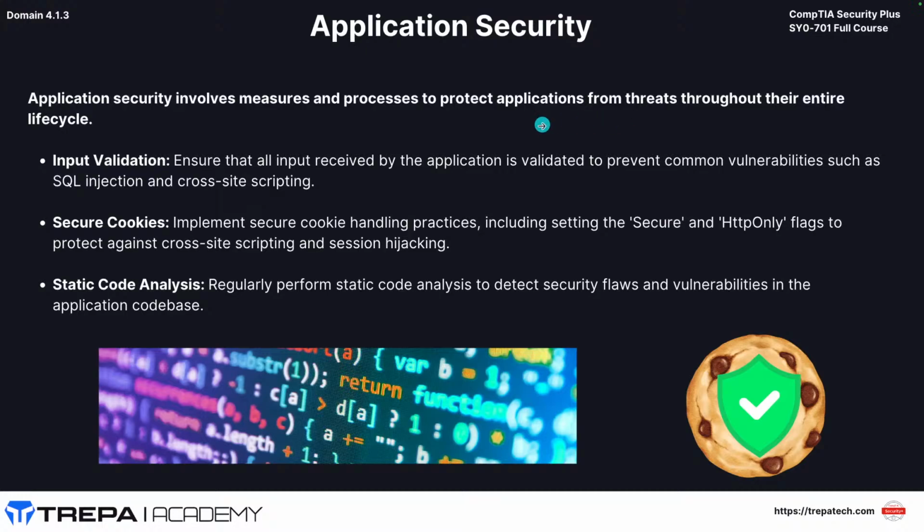Okay, application security. Application security involves measures and processes to protect applications from threats throughout their entire life cycle. So if you have a web application, a website, like our Academy site, how do we protect it? What are some security measures? We do input validation. Ensure that all the input received by the application is validated to prevent common vulnerabilities like SQL injection or cross-site scripting.